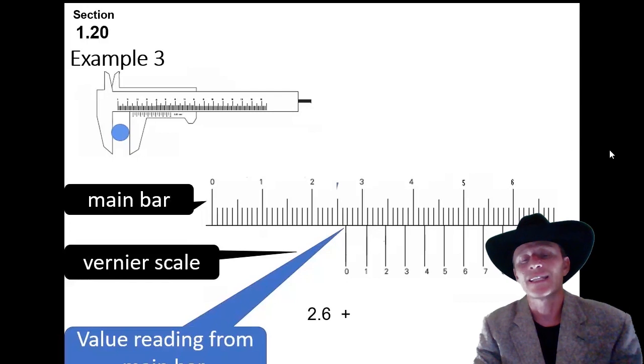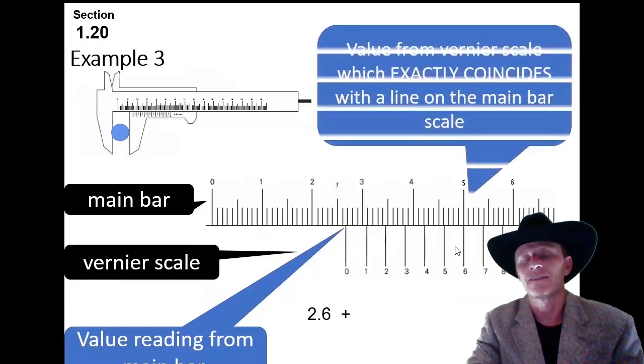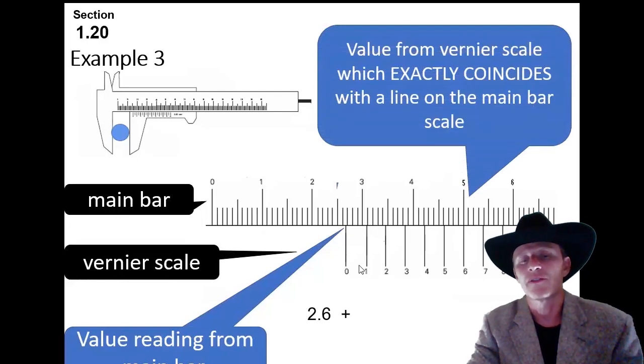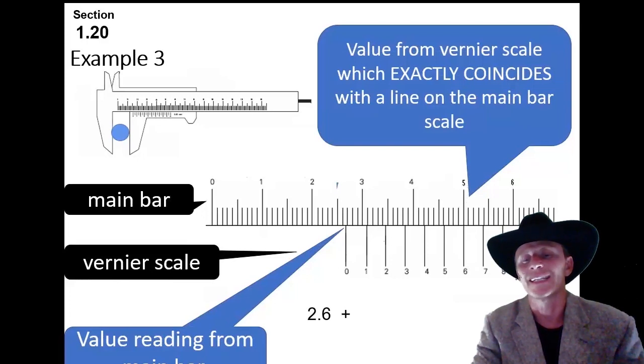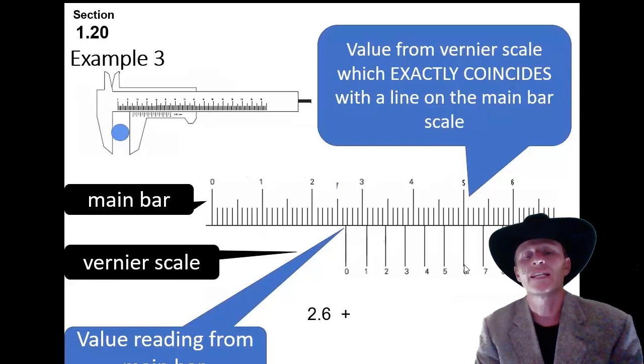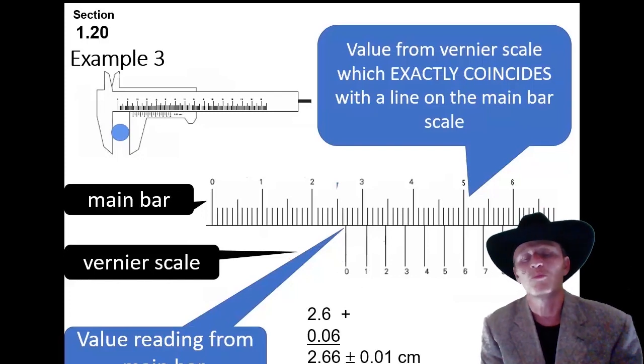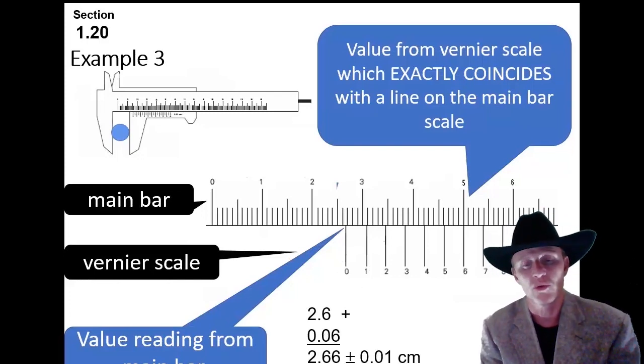We have to look at these 11 lines and decide which ones line up with these lines on the main bar exactly. We say collinear, line up in the same line. If you were a little ant walking over here through the intersection, you wouldn't have to turn left or right to keep going. And number 6 is the one that goes straight through. So we say 6 is collinear with this 5 line, but we want the 6, the number of the line. Remember, it starts with 0, and that's going to be the next digit. So our answer is actually 2.66 plus or minus 0.01 centimeters.